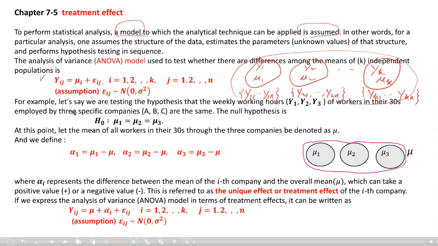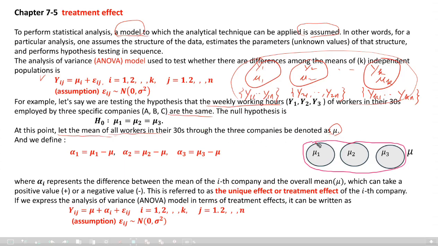For example, let's say we are testing the hypothesis that the weekly working hours, Y1, Y2, Y3, of workers in their 30s employed by three specific companies, A, B, C, are the same. Okay, weekly working hours are the same. The null hypothesis is going to be H0: mu1 equals mu2 equals mu3. At this point, let the mean of all workers in their 30s through three companies be denoted as mu.